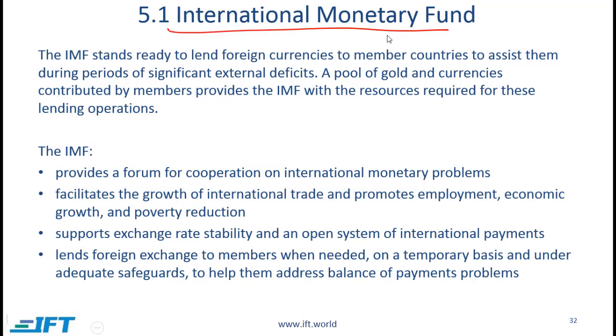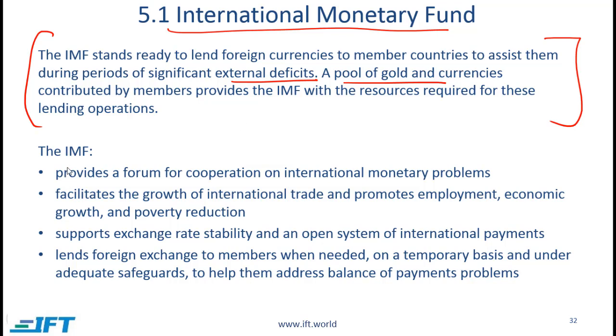The IMF stands ready to lend foreign currencies to member countries to assist them during periods of significant external deficits. A pool of gold and currencies contributed by members provides the IMF with the resources required for these lending operations. So that is the high-level function of the IMF. This also describes how the IMF gets its funding.